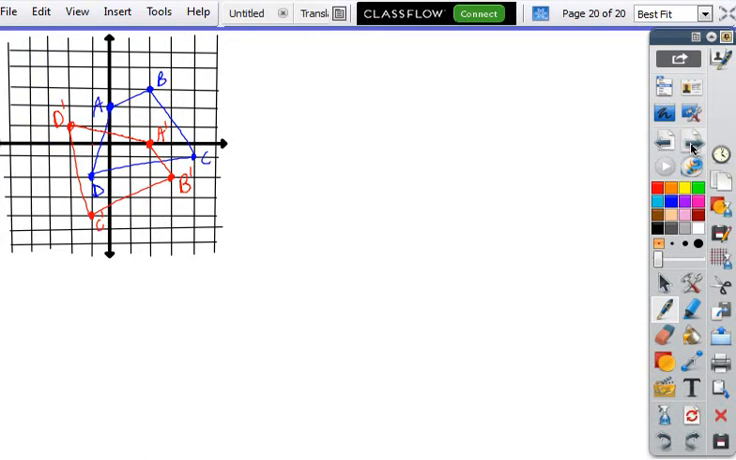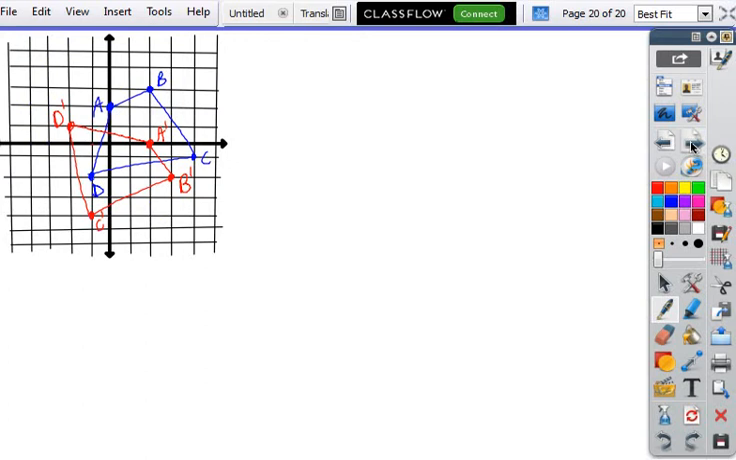Now, what do we need to do here? If you don't see it, write down the points and then see which rule it matches up with. Does that make sense? So write down the points for each one and see what you did.